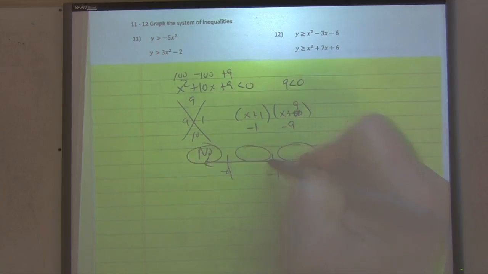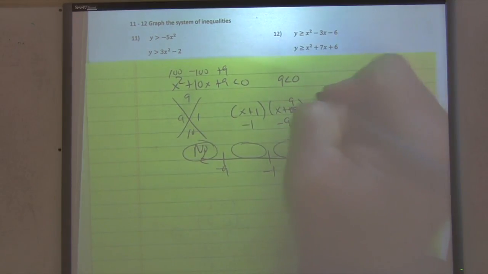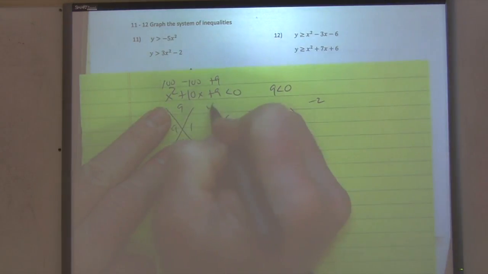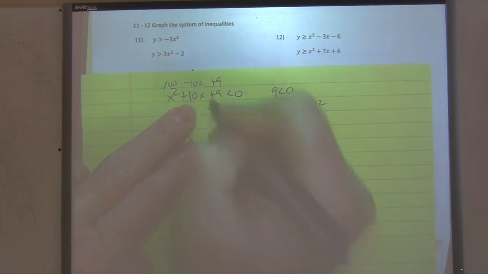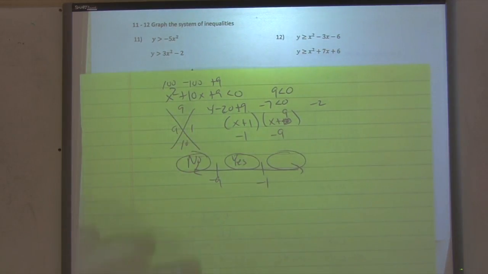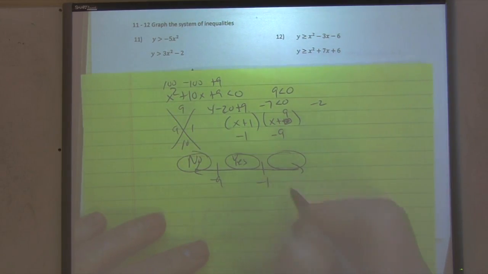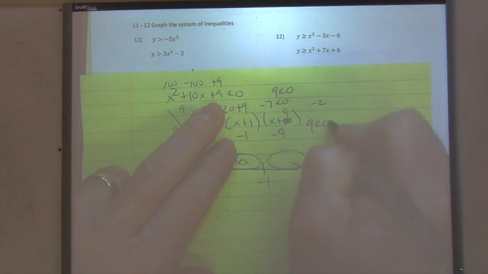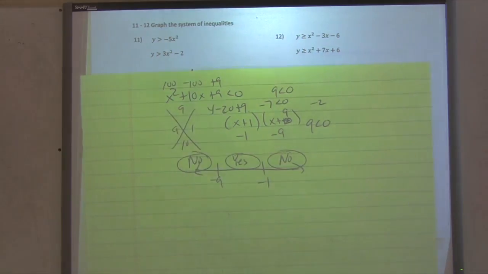Now I test a point inside. So I'm going to test -2. Okay, so I plug in -2. Well, -2 squared is 4. -2 times 10 is a -20 plus 9. So that'd be -16 plus 9 is a -7, which is less than 0. So that is true, so it works, so it's yes. And then I'm going to check a point outside it, so greater than -1, so I'm going to plug in 0 because that's fast. Again, I get 9 is less than 0, which is not true, so that's no.